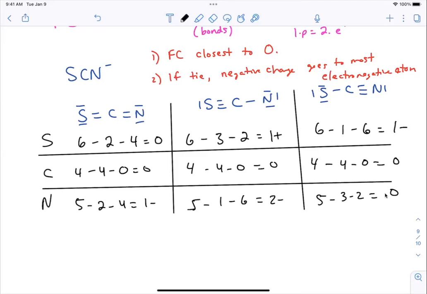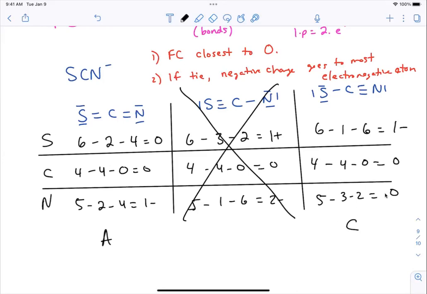So of these 3 choices, which one can we eliminate right away? Which ones are not close to 0? The second one. Notice the values are not as close to 0 as possible. 0, 0, -1, or 1 negative is closer than 1 plus, 0, and 2 minus. So you have to choose between this choice and this choice.